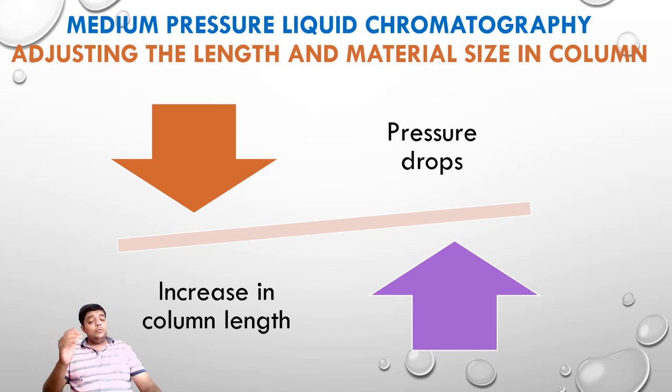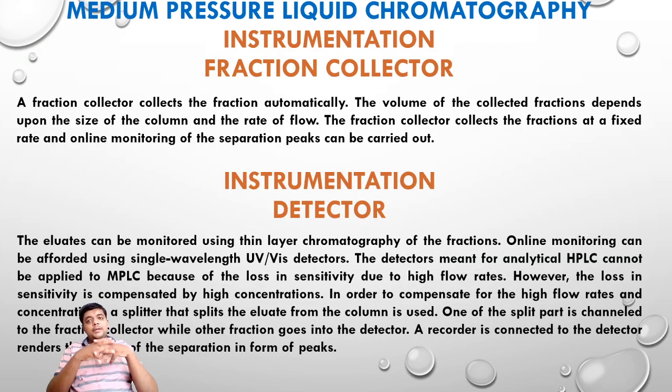Visit those videos if you have not seen, because they are very much essential to continue in this series for better understanding. Medium pressure liquid chromatography has a fraction control collector. A fraction collector collects the fraction automatically, I told you, based on the lambda max of the detector, if it is a UV visible detector.